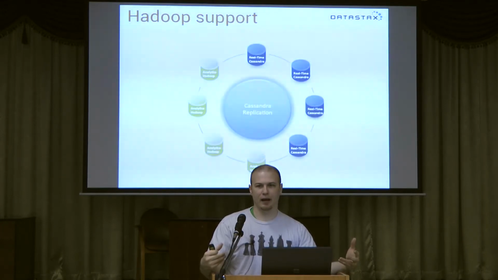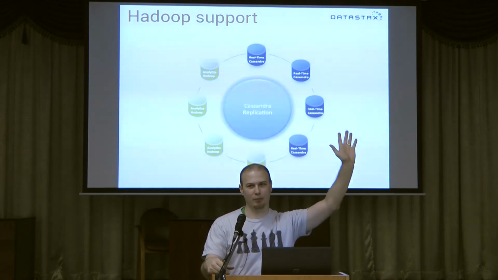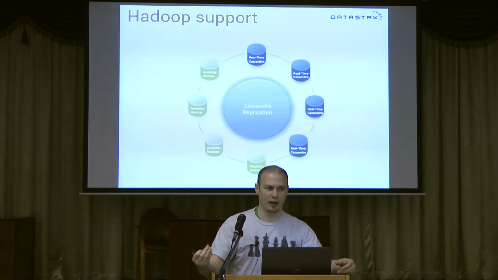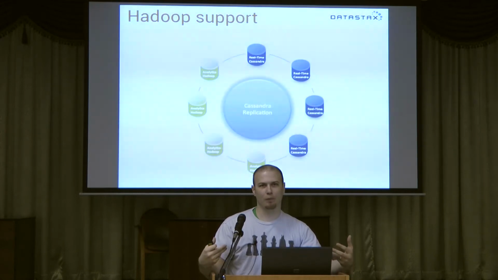Another reason that eBay selected Cassandra is Cassandra's support for Hadoop. Has anyone used Hadoop? A couple more hands, okay. Hadoop is a complementary technology with Cassandra. They work well together. Hadoop allows you to do batch analysis of big data, whereas Cassandra is about low latency, high volume request processing. Roughly speaking, you can think of Cassandra as an OLTP database, online transaction processing, and Hadoop as OLAP, online analytics processing. So they work well together.